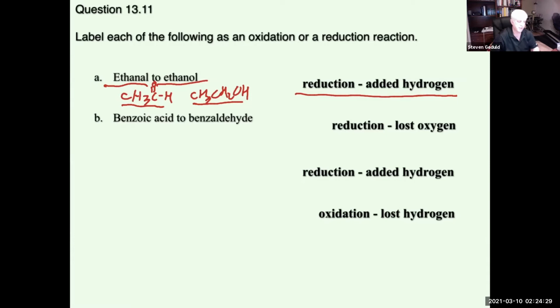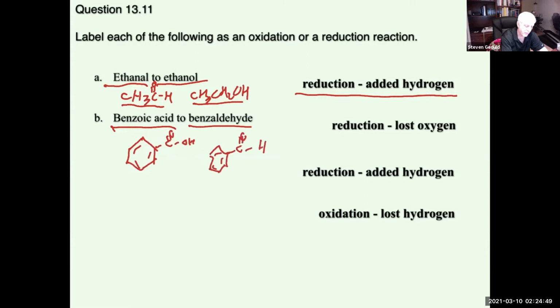I think some others are going to do the same thing. Benzoic acid to benzaldehyde. Going from a carboxylic acid, and you have a benzene group, to benzaldehyde, to an aldehyde. Again, you've lost an OH group here, and it's replaced by hydrogen. So you've lost oxygen. You lost oxygen, that's reduction. Remember, oxidation is gaining oxygen or losing hydrogen. Reduction is gaining hydrogen or losing oxygen.